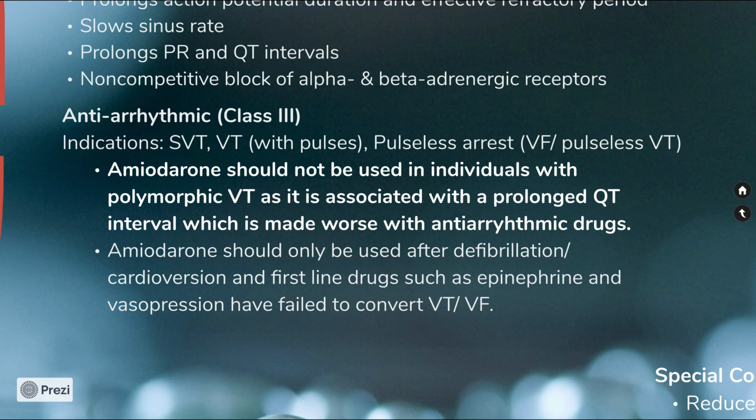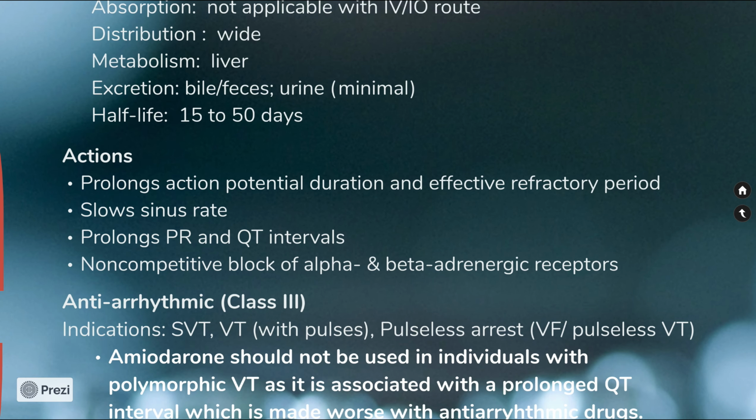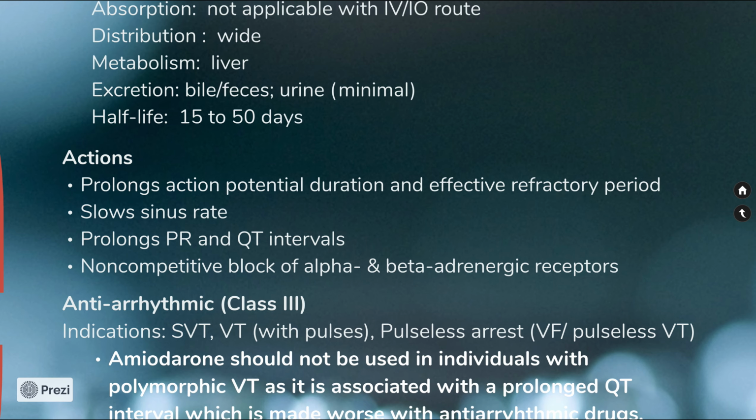which is made worse by antiarrhythmics like amiodarone. Note that in the guideline or in the algorithm, amiodarone is used only after defibrillation and after first-line drugs like epinephrine and vasopressin. So it also slows down the sinus rate and prolongs the PR and QT intervals. The additional effects of amiodarone are mediated by its non-competitive block of alpha and beta adrenergic receptors.